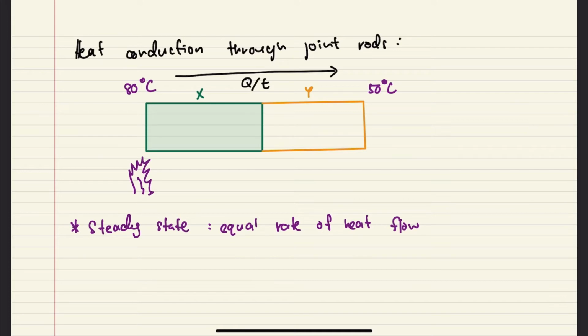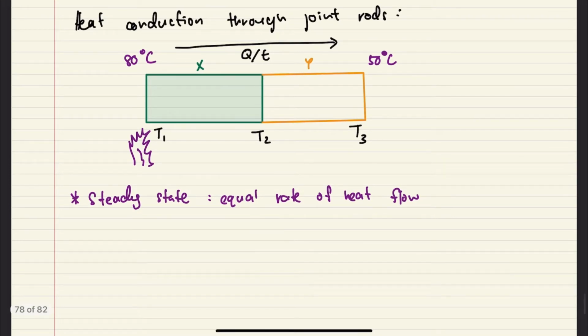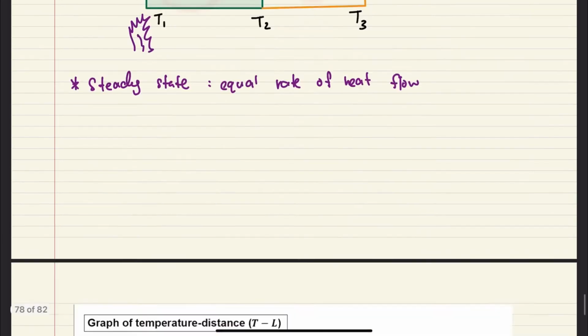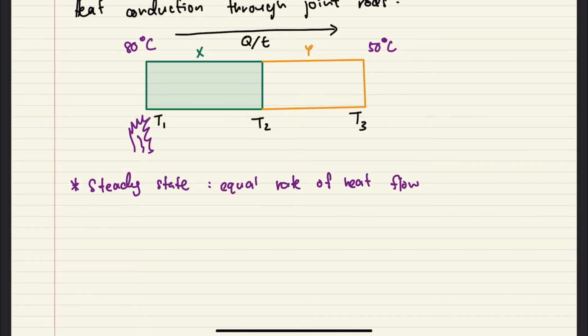So if I want to determine the temperature at the junction there, I have T1, and maybe I can label the others as T2 and T3. So in the question, they will say that at one point, they will reach a steady state. Steady state means that you have an equal rate of heat flow. So basically over here Q over T and over here Q over T for Y are equal. So I can write it down as Q over T for X is equal to Q over T for Y.